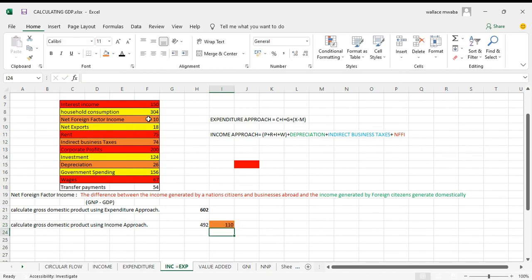That's 110. So we're going to add our national income with our adjustments to total up our GDP, so that's 492 plus 110, that equals 602. So our GDP using our income approach is equal to our GDP using the expenditure approach.